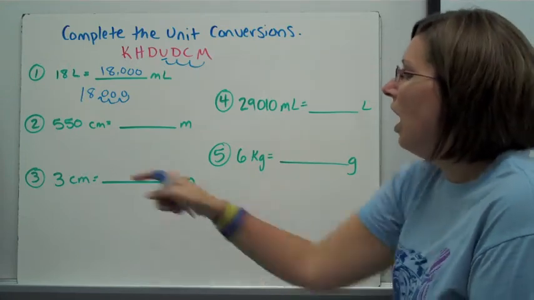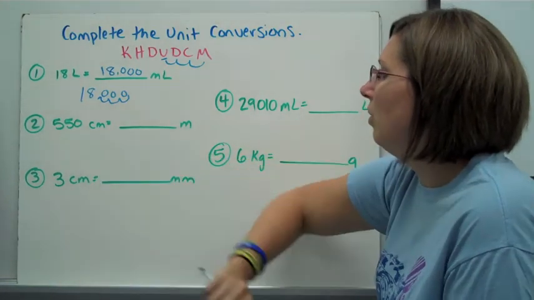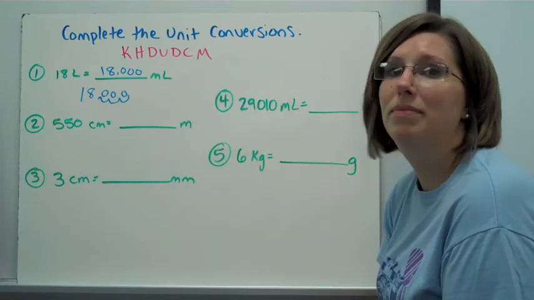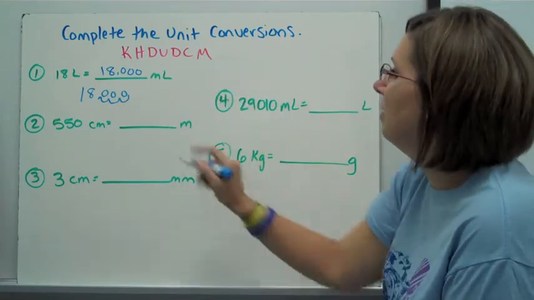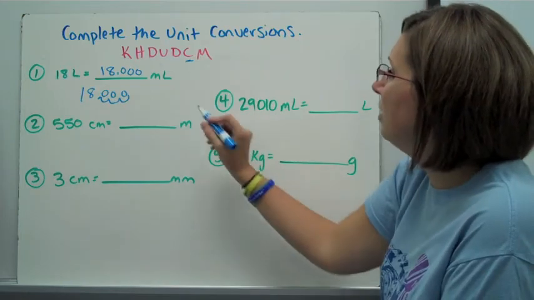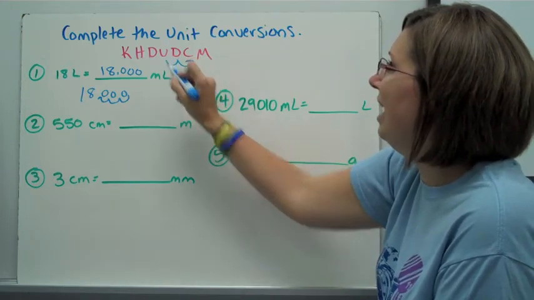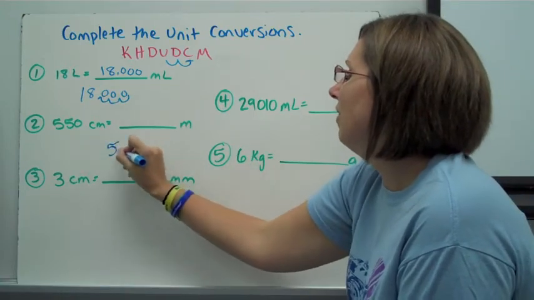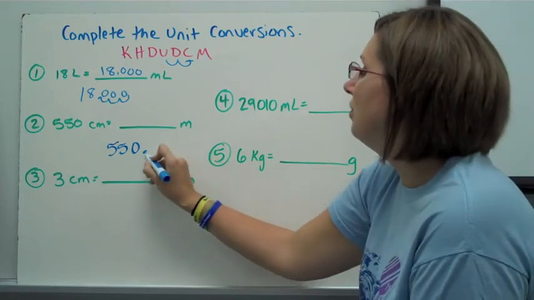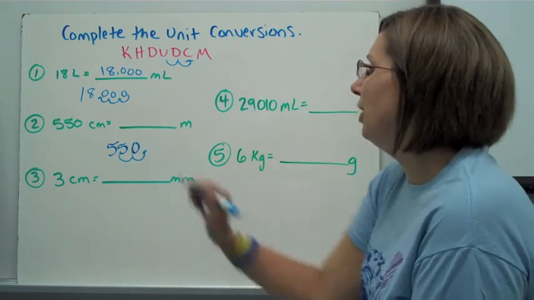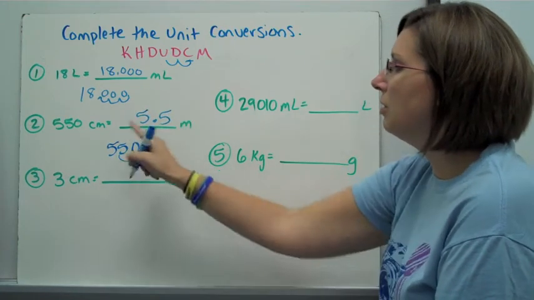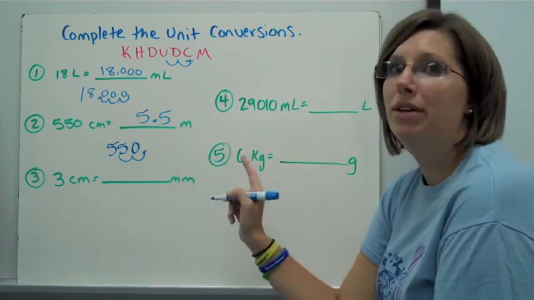So let's try some more. I have 550 centimeters and I want to know how many meters that is. I'm going back to my measurements here, and my starting place is in the centimeter spot. I would like to move to meters, so I'm going left 2 places. For 550, the decimal would be located right there, and I'm going to move to the left 2 places. 550 centimeters is equal to 5.5 meters.